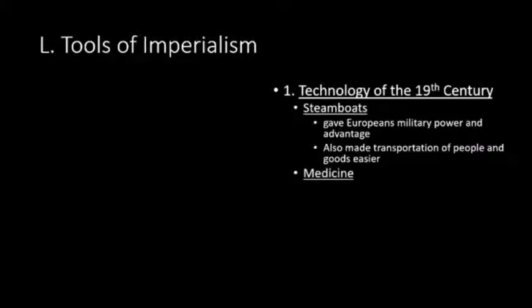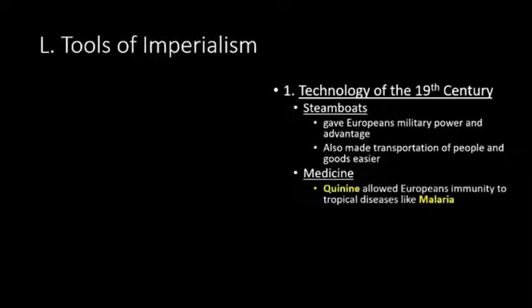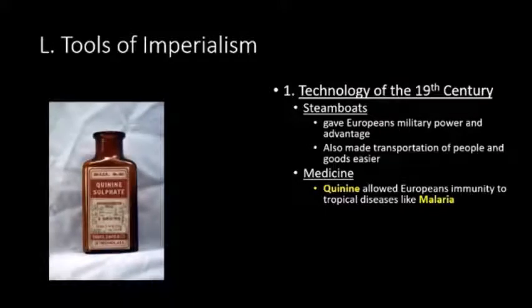But another one you might not think of is medicine. You see, one of the problems with Europeans in this time period is they at first only colonized the coasts of Africa and Asia, because if they got into the interior of Africa and Asia, a lot of Europeans would contract diseases like malaria. So one of the things, and a tool of imperialism, was they invented medicine, guys, to kind of make them immune to these diseases. And one of the most popular medicines was quinine. All right, now, quinine was a pill that allowed Europeans basically immunity to tropical diseases like malaria.